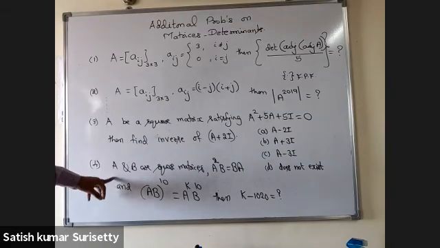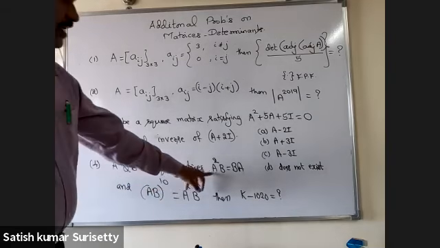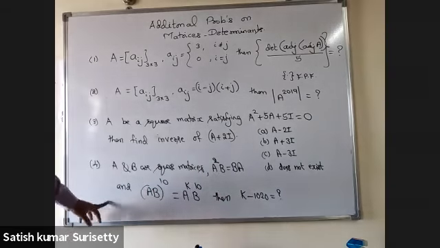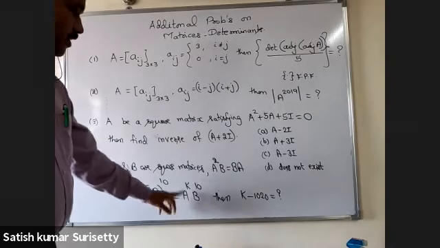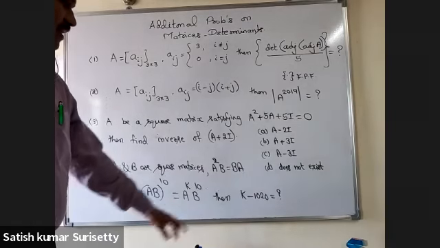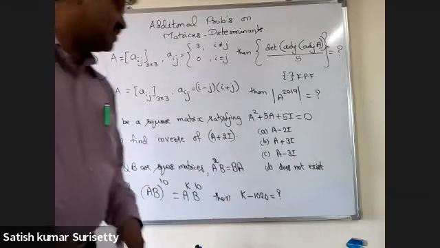Fourth, A and B are square matrices satisfying A square B equal to BA and (AB) to the power of 10 equal to A to the power of k into B to the power of 10. Then what is the numerical value of k minus 1020?